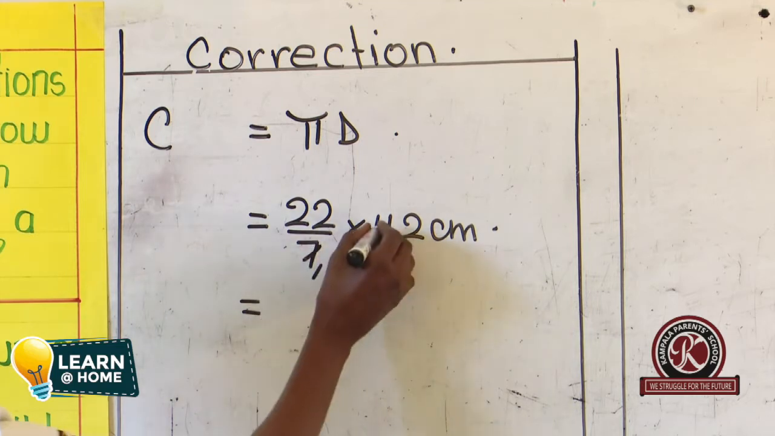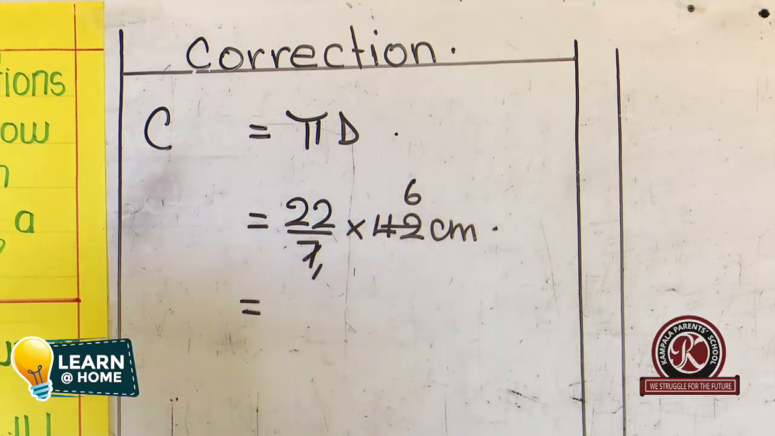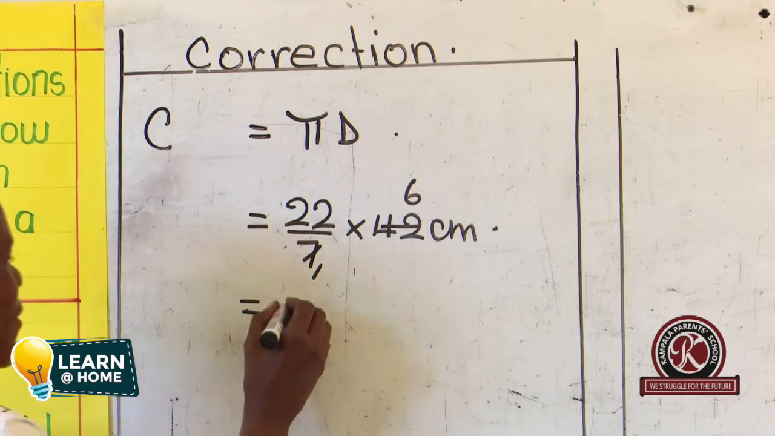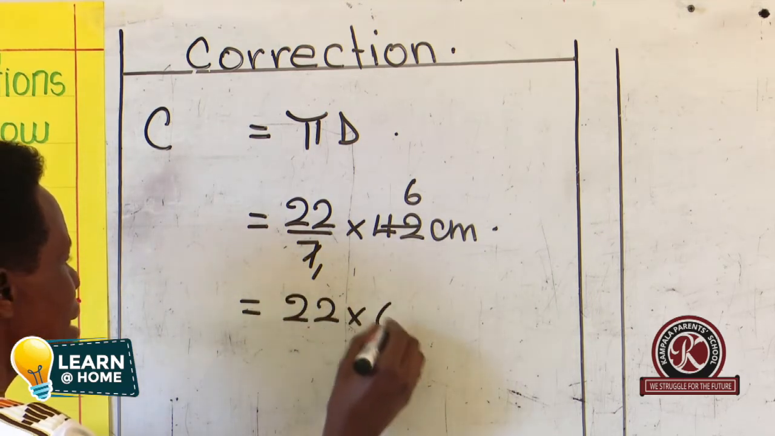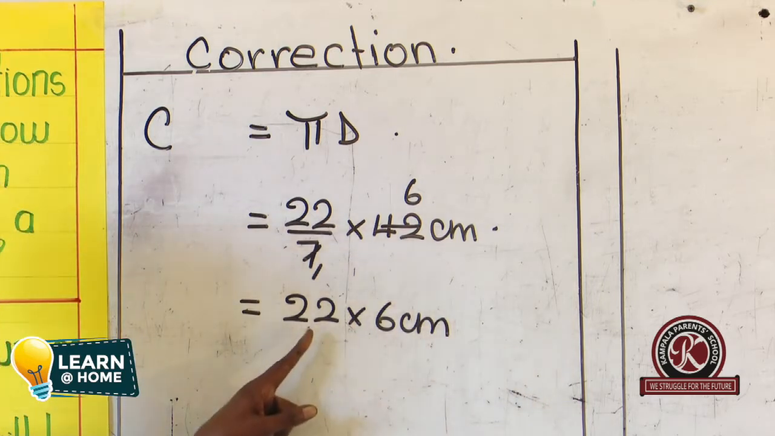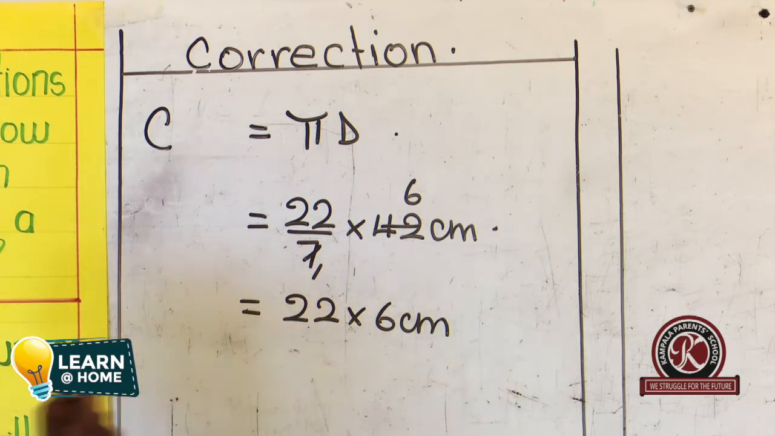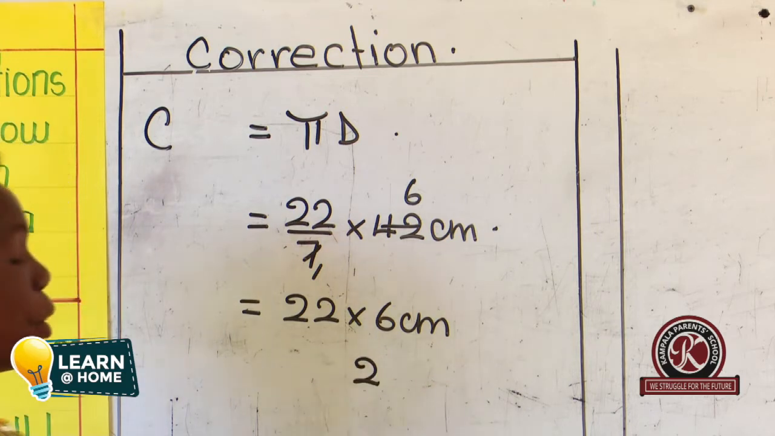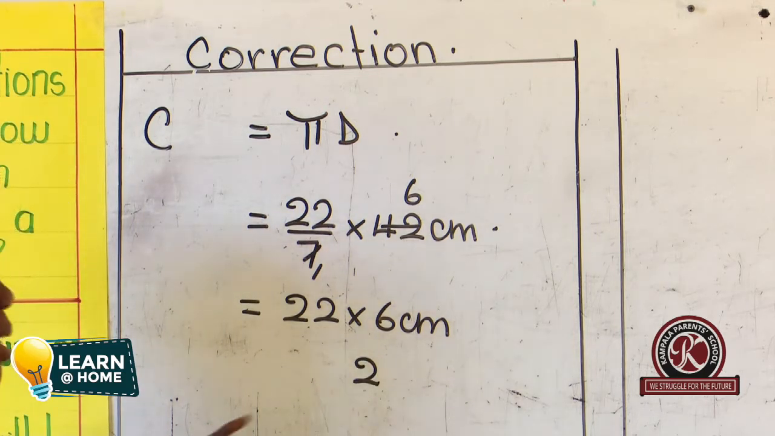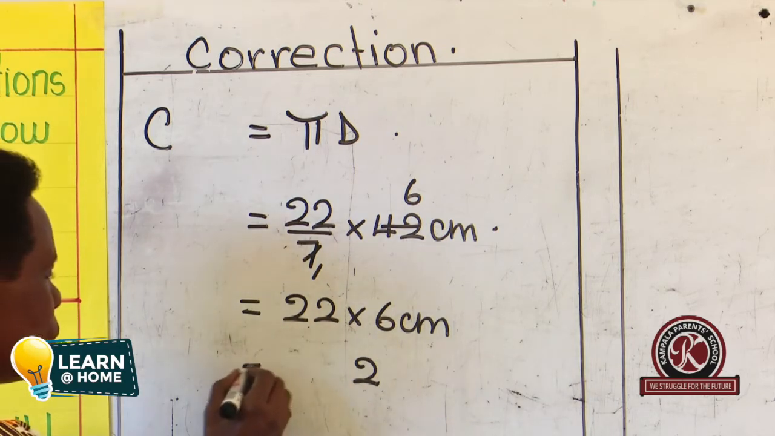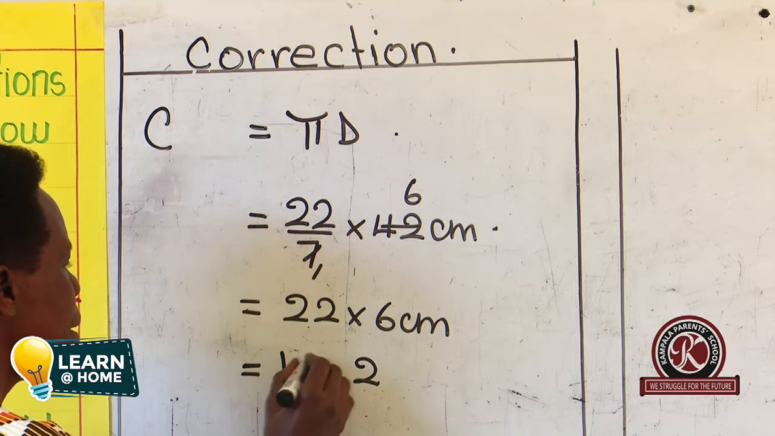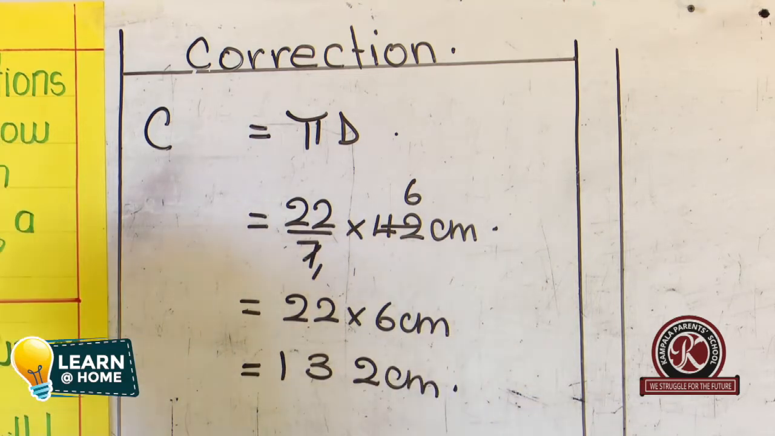7 here once, 42 divided by 7, what do we get? So we have here 22 times 6 centimeters. 6 times 2, what do you get? 12. Write 2, you carry 1. 6 times 2 again, 12 plus 1, 13. So we get this. That is the circumference of the drum.